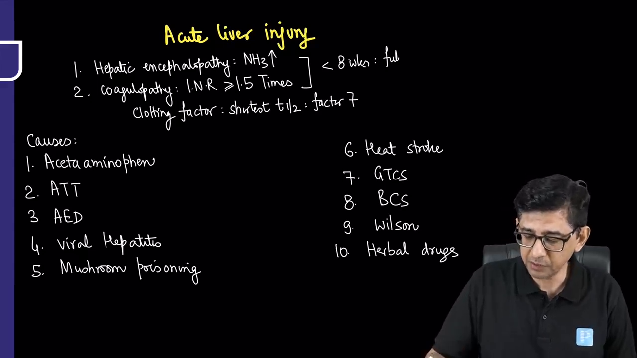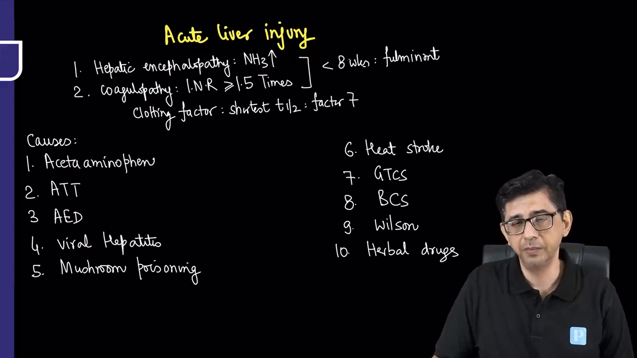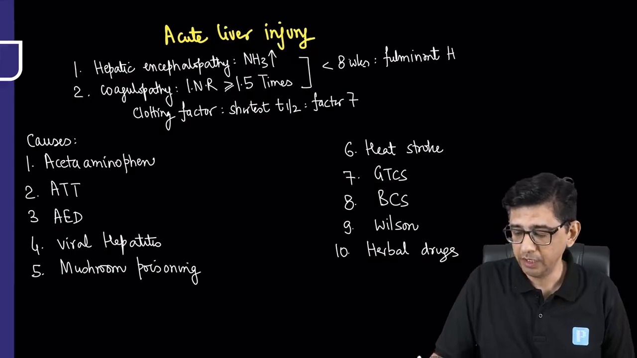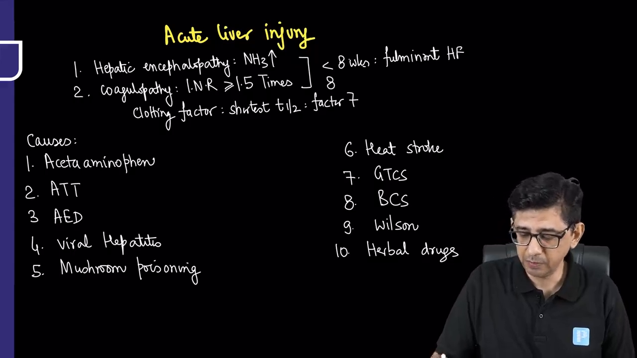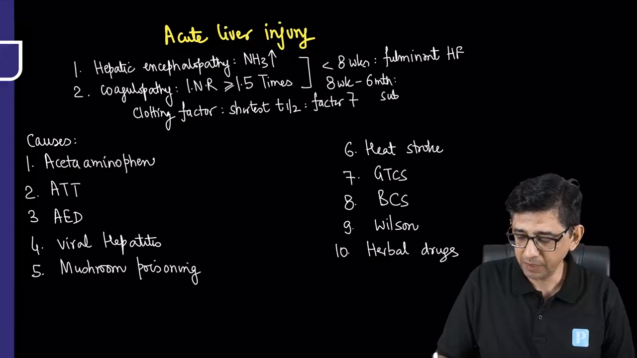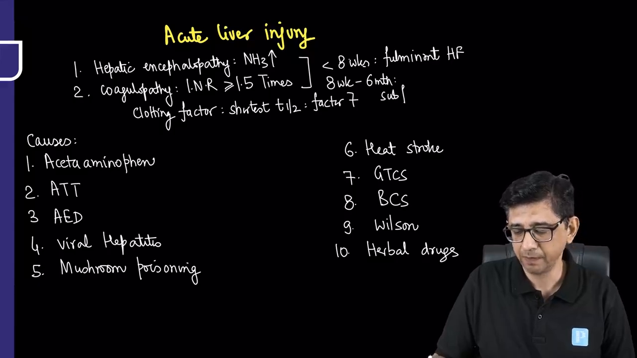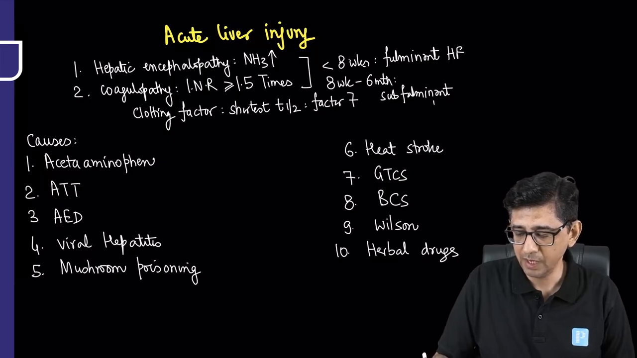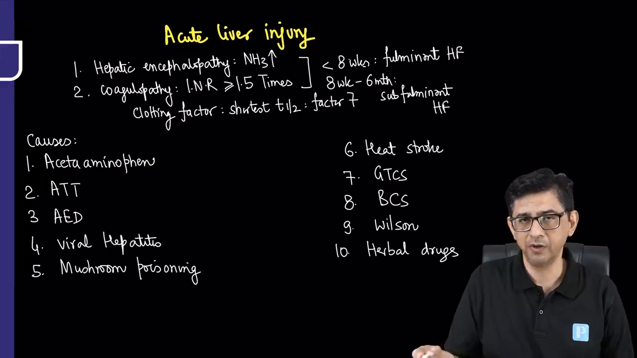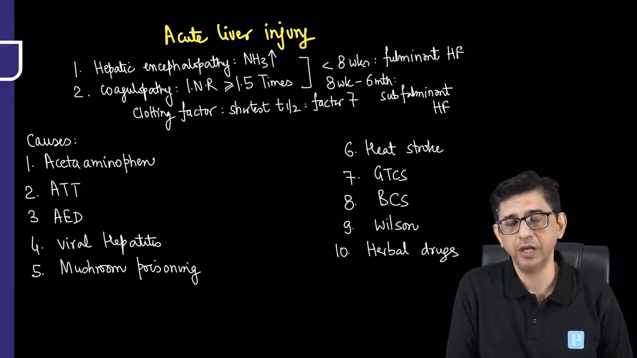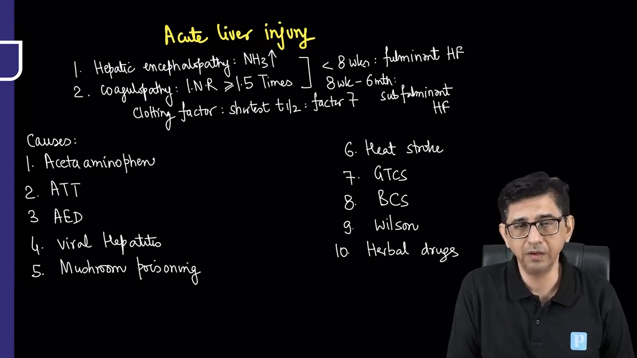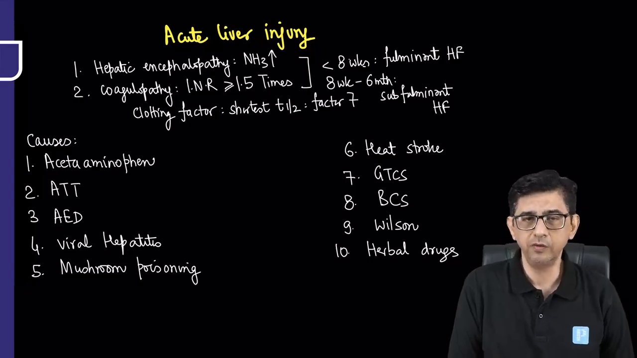If the manifestations occur within 8 weeks of a liver insult, I'll use the term fulminant hepatic failure. In contrast, if the manifestations develop anytime between 8 weeks to 6 months, then I will use the term subfulminant hepatic failure. The bottom line is still the same, whether the liver insult is due to anesthetic drugs. Though anesthetic drugs are not incorporated here, you're aware that halothane can cause fulminant hepatic failure. That's a little rare fact.